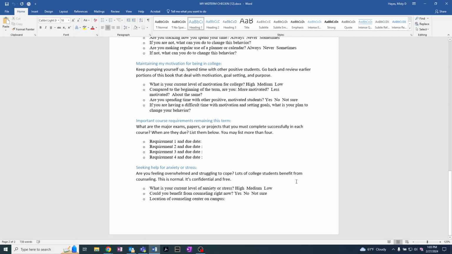And then lastly, we're going to assess our stress and anxiety. So we're going to do a mental check. How are you feeling? Are you overwhelmed? Are you struggling? What's your current level of anxiety or stress? So I want you to fill that section out and be honest about how you're feeling right now.